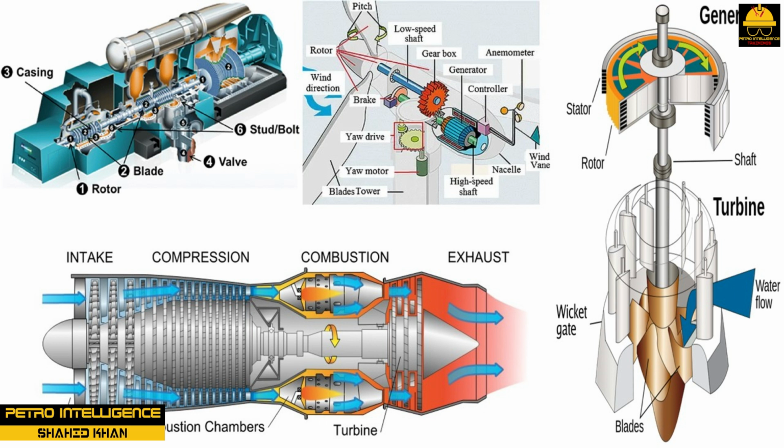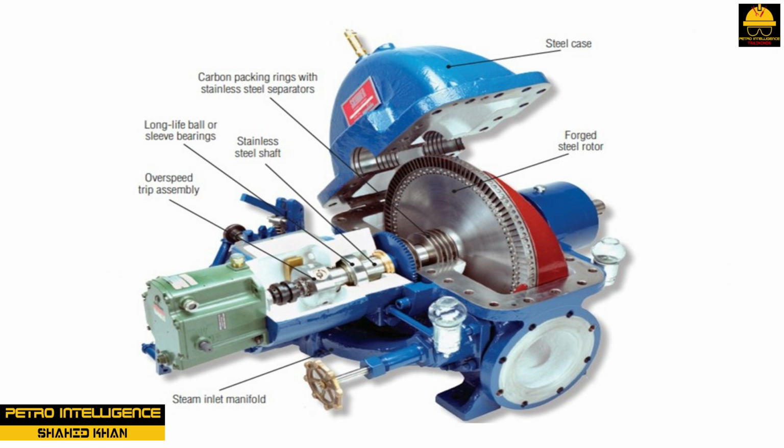Steam and gas turbines are the two types most commonly used in industry. Steam turbines are typically classified as condensing, non-condensing, reaction, or impulse. In condensing turbines, exhaust steam flows to surface condensers. Condensing turbines operate at vacuum pressure. In non-condensing turbines, exhaust steam is utilized in low-pressure steam applications.